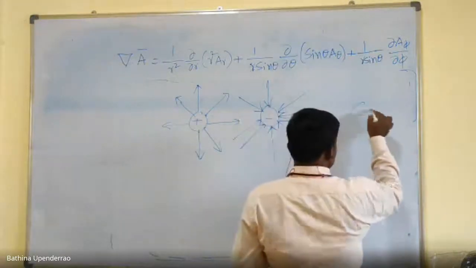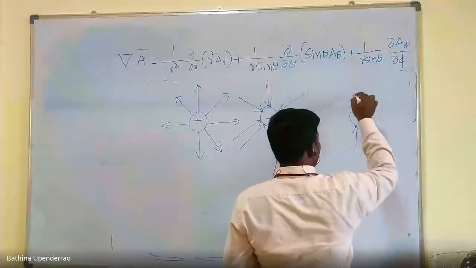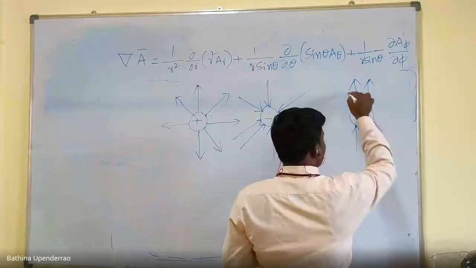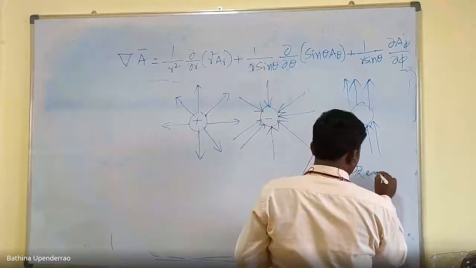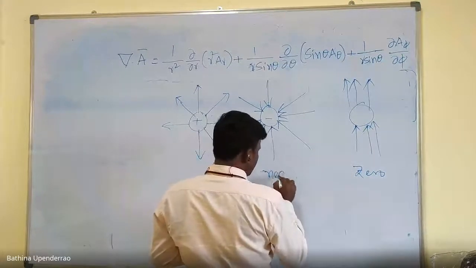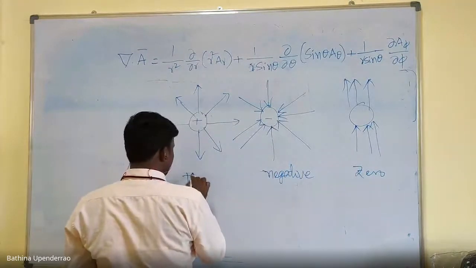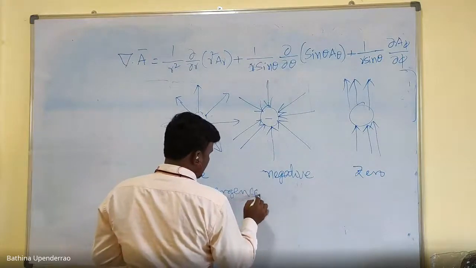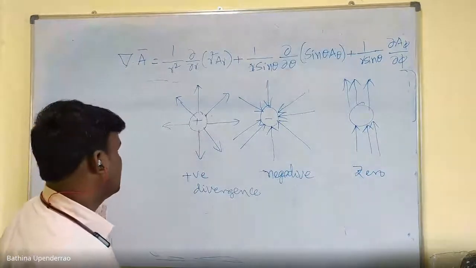And what about this one? Suppose I have field lines of the same strength entering and leaving the object. So net outward flow in this case is zero. So this is the zero divergence case, this is the negative divergence case, and this one is the positive divergence case. Basically, divergence of a vector indicates the net outward flux. Okay?